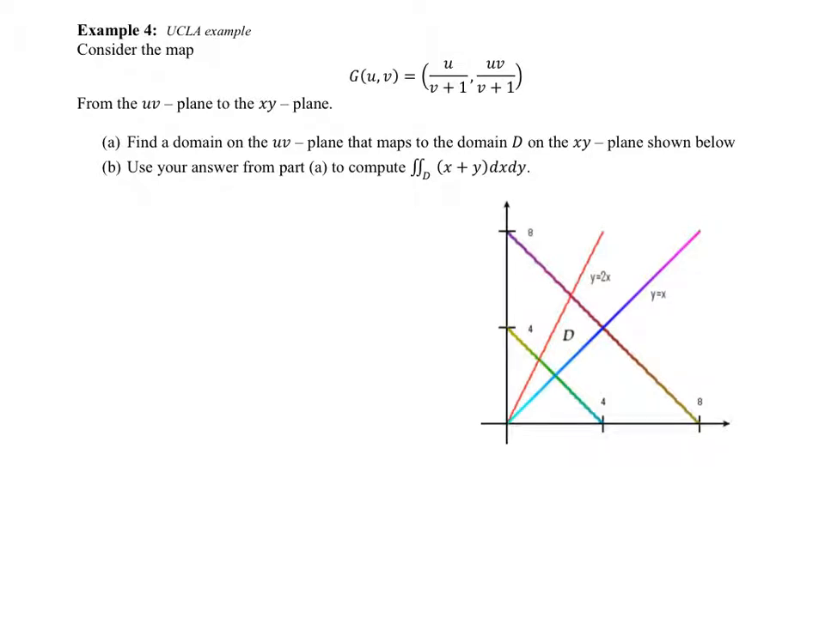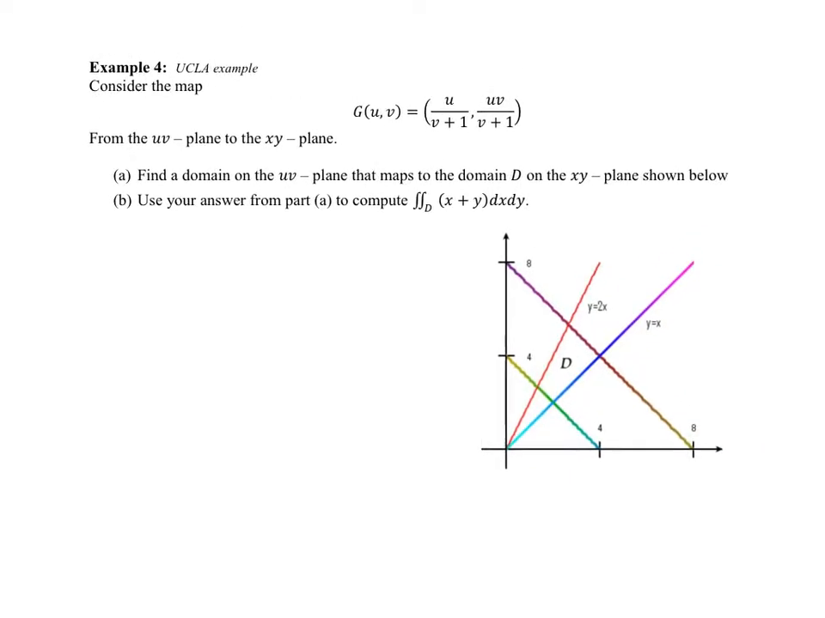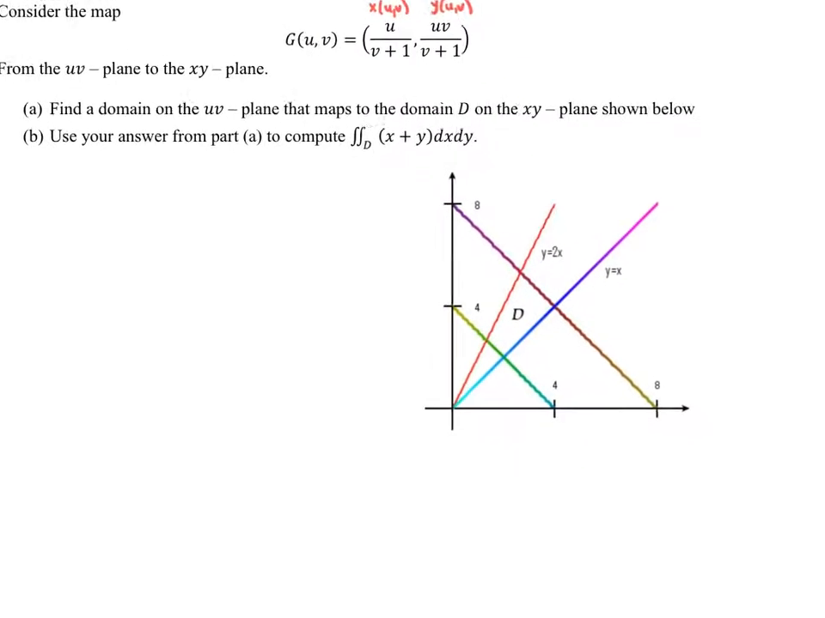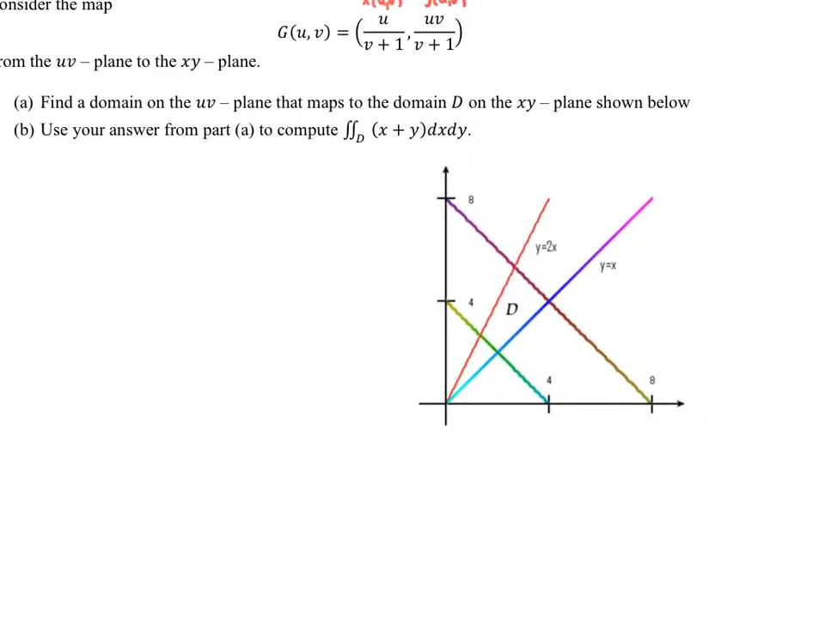This is the fourth example in section 12.9, and this example actually comes from UCLA, and it's a bit of a difficult one, a little bit different than what we've done. They're going to give us here x of u, v and y of u, v. And then let's take a look at our diagram here really quick. So we have our two lines already written in. We also have y equals 8 minus x, and then y equals 4 minus x.